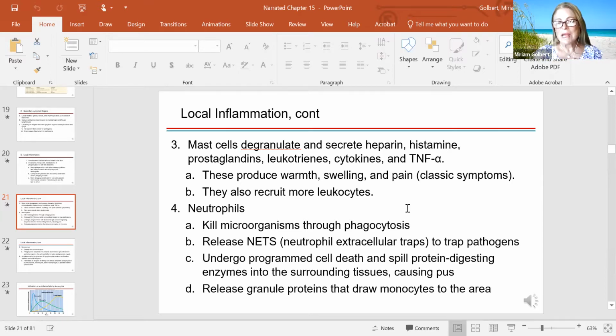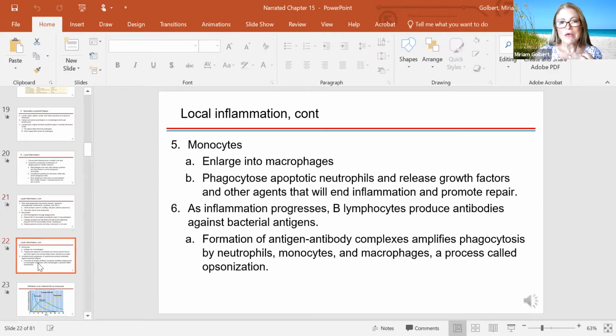So this is what happens at the local level when you have a little bit of infection in a specific local region. And more than once I've had it on my hand. You cut yourself and something happens and it gets infected, and so you, I'm sure, experience the redness, the swelling, and things like that. So this happens for any infection in the body, inflammation.